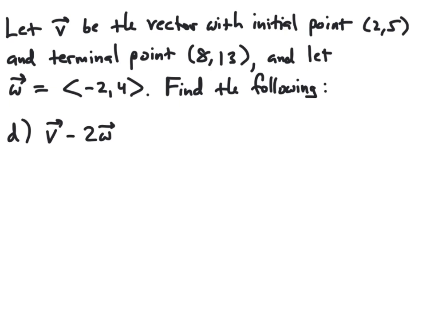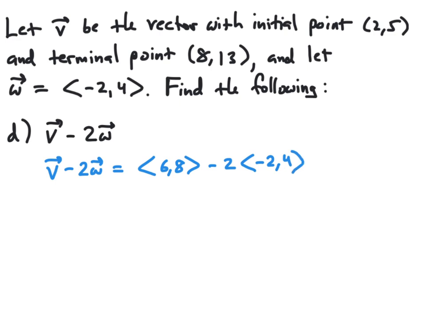And last but not least, we want to find the difference v minus 2w. Again, we're going to use the component forms for these vectors that we know. v is the vector <6, 8>, and we're going to subtract from that 2 times vector w, which we know is <-2, 4>. We're first going to handle the scalar multiplication in the second vector.